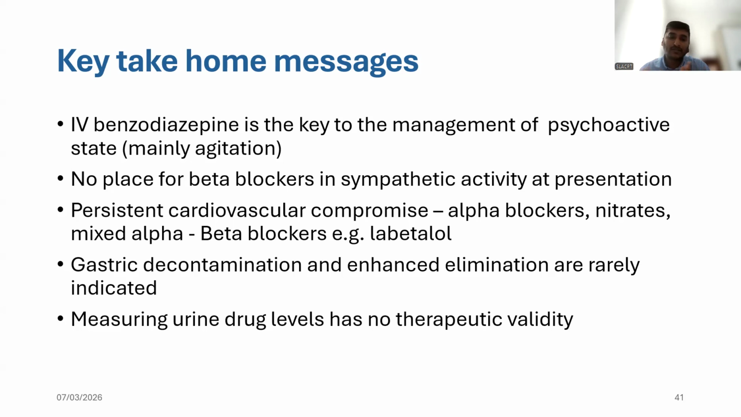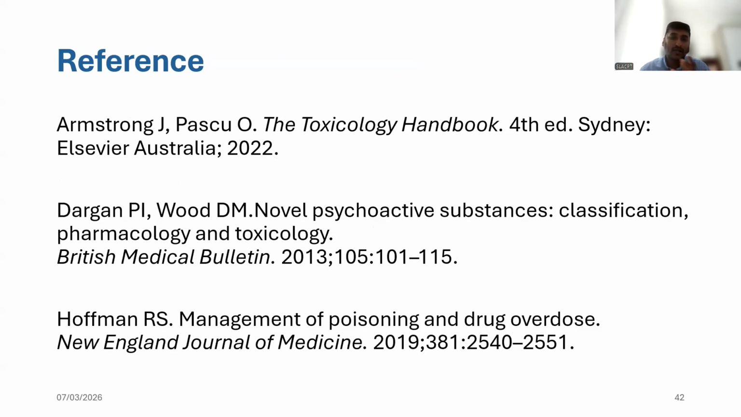And if there is persistent cardiovascular compromise, there is a place for alpha blockers like phentolamine, nitrates, and combined alpha-beta blockers like labetalol. Most of the time, the route of administration is different, maybe inhalation, intravenous, subcutaneous, or smoking, snorting. So we very rarely see a place for gastric decontamination and enhanced elimination. And measuring urine drug levels has no therapeutic validity. So those are the take-home messages that I would like to give.